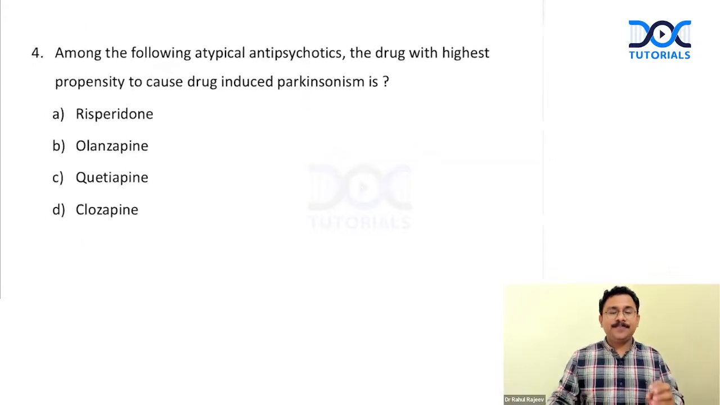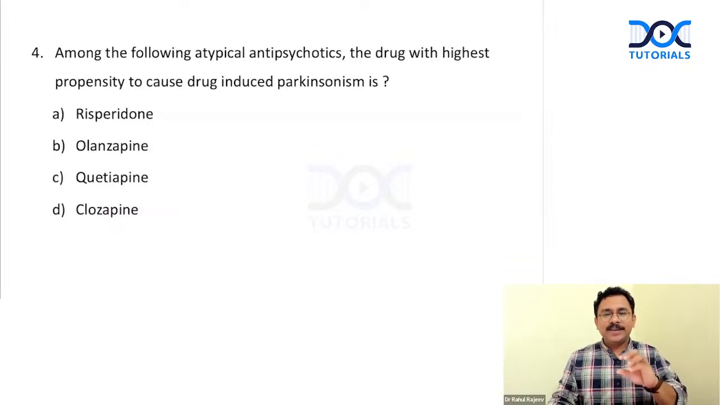Let's go to the next question. Question number 4. Among the atypical antipsychotics, the drug with highest propensity to cause drug-induced Parkinsonism is. So all the options which are given, risperidone, olanzapine, quetiapine, clozapine, all of them are atypical antipsychotics. And we know that the antipsychotics can cause drug-induced Parkinsonism because of their dopamine receptor blockade. And the dopamine receptor blockade causing drug-induced Parkinsonism is more with typical antipsychotics, but also can happen with atypical antipsychotics.